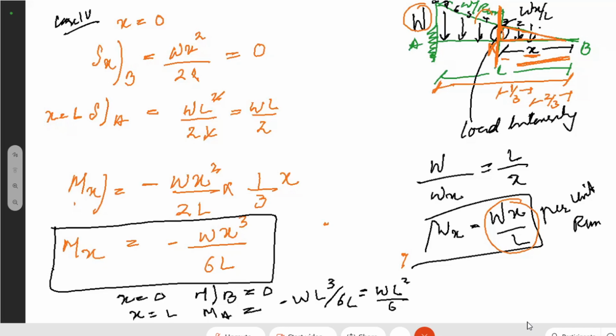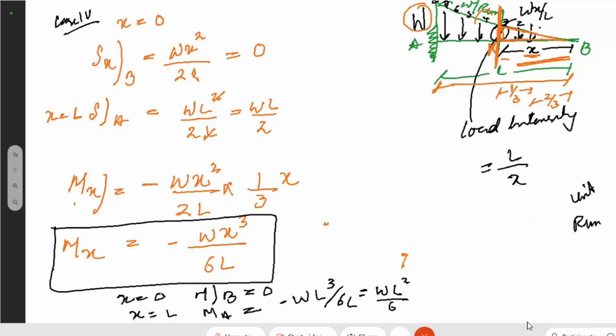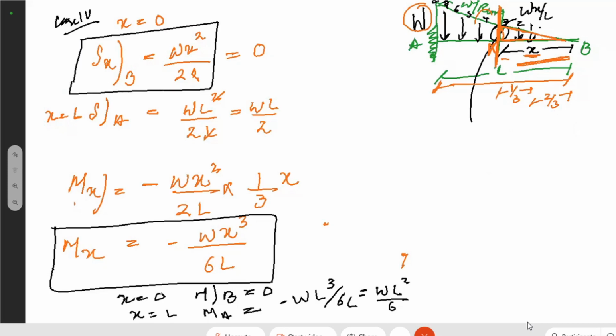Okay, this is your WL square by 6 at the end. But here you should see two things have happened. When I was trying to see what will be the shear force or bending moment of the load, I saw the equations. This is your equation for shear force, and this is your equation for bending moment. These are the two equations.